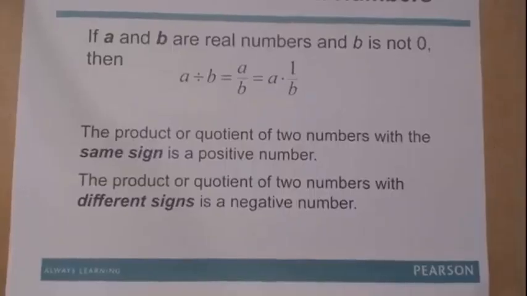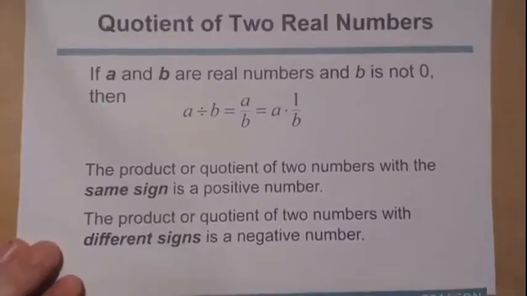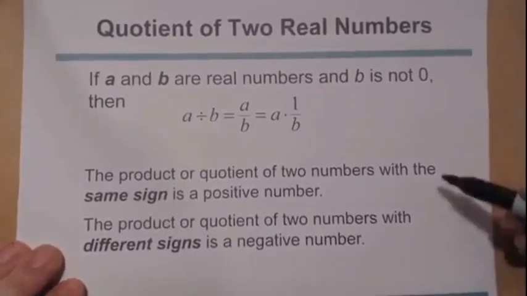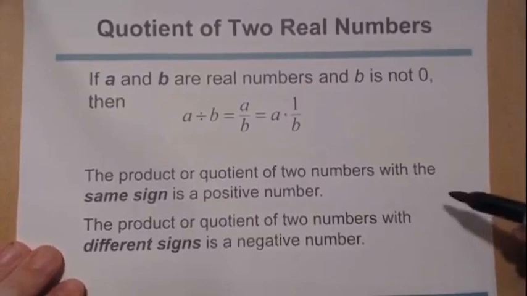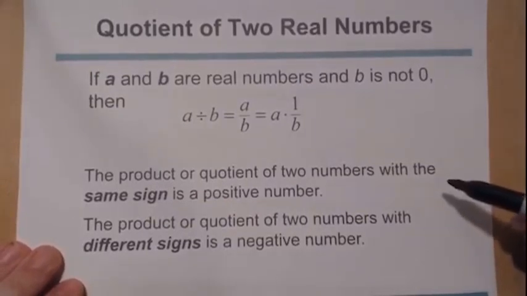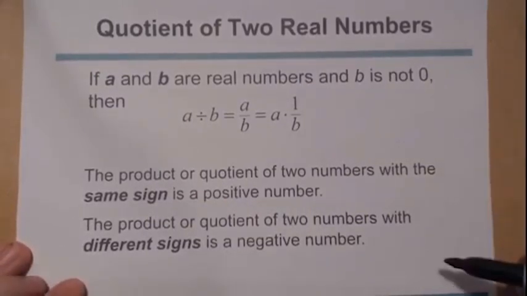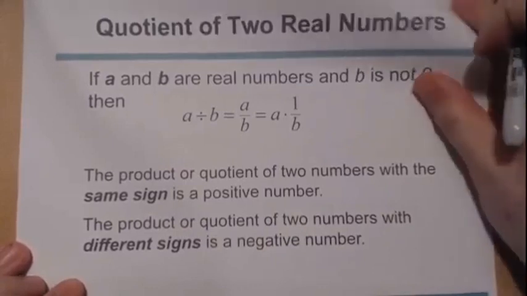A quotient of two real numbers. As far as the signs go, the rules are the same. If the numbers have the same sign, our answer is positive. If the numbers have different signs, our answer is negative.